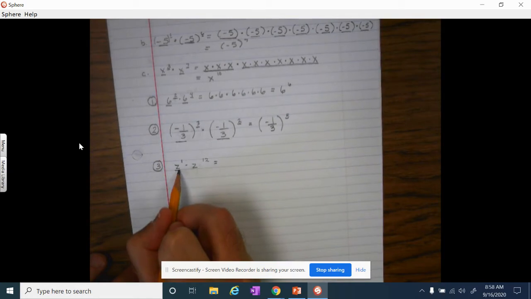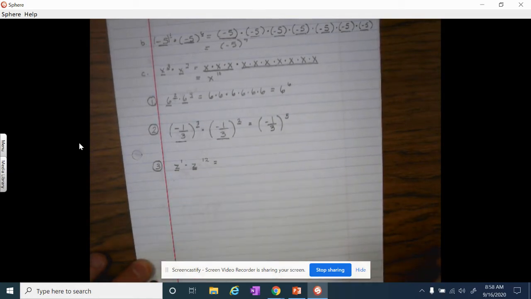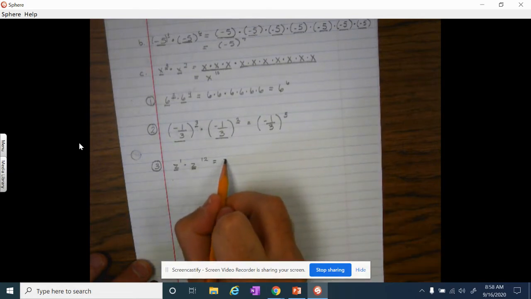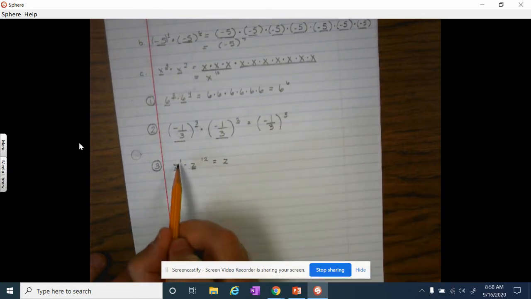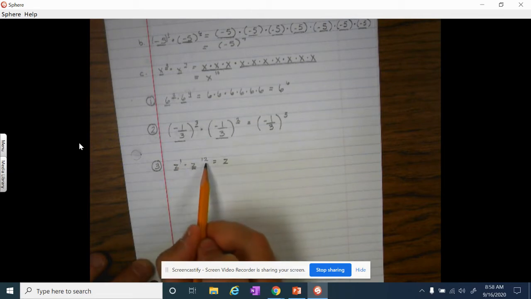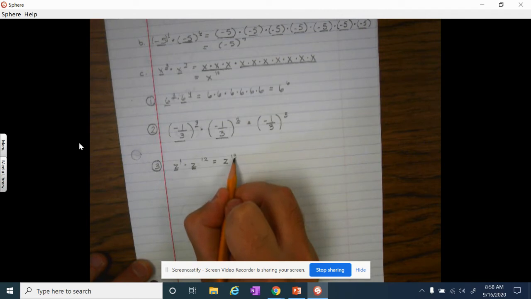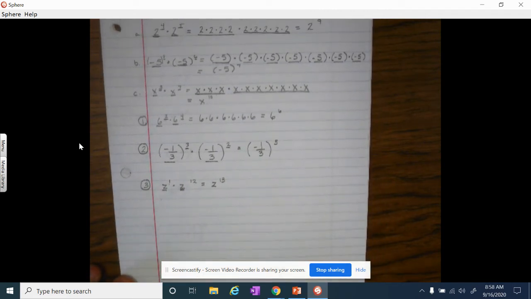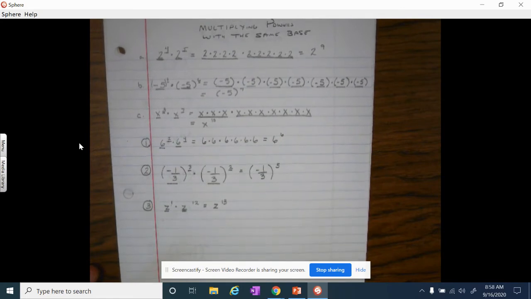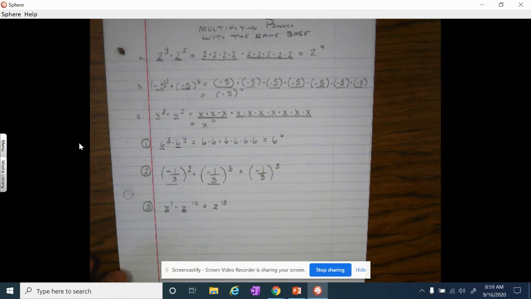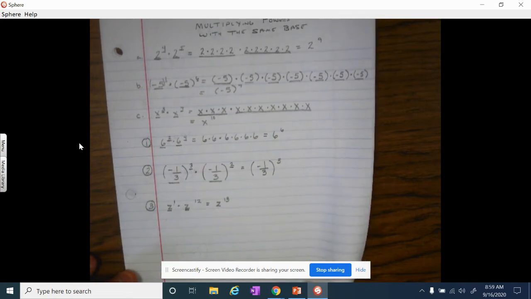So I'm going to look carefully, always. Make sure your bases are the same, and they are. So my base is z. And then all I need to do is add my exponents together. My exponent for the first base is 1. My exponent for the second base is 12. So adding exponents is my rule because I have the same base. So 1 plus 12 is 13. And that is the third of three that we're dealing with, multiplying powers with the same base. Okay? So to wrap up that piece, to multiply powers with the same base, all you need to do is add the exponents.